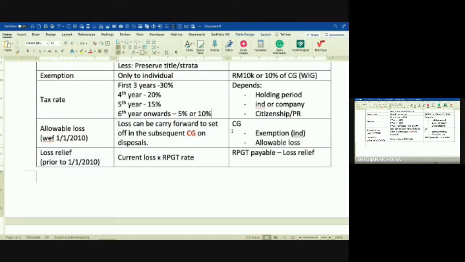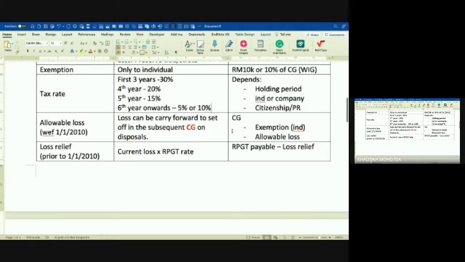Exemption, all right. When you want to compute your allowable loss, if you have a chargeable gain, you minus exemption, and then only you minus your allowable loss. So exemption for individual first, and then only you minus your allowable loss. So make use of the exemption as much as you can.